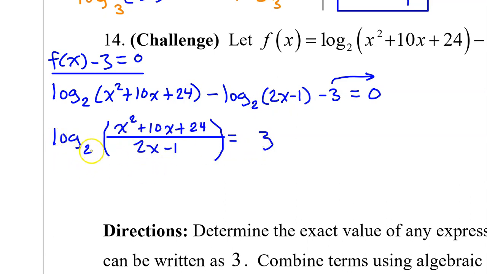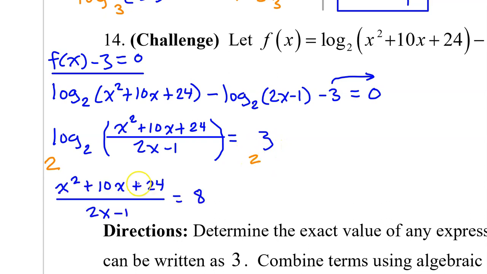We can make the log base 2 go away by dropping a base 2 on both sides of the equation. So on the left side, the base 2 and the log base 2 will cancel each other out, and we will be left with this fraction. On the right side, 2 to the third power is 8. That brings us to here. On the next step, I will eliminate this fraction by multiplying both sides of the equation by the denominator.